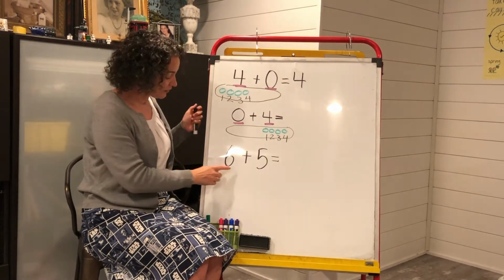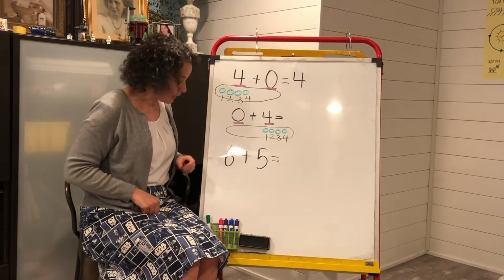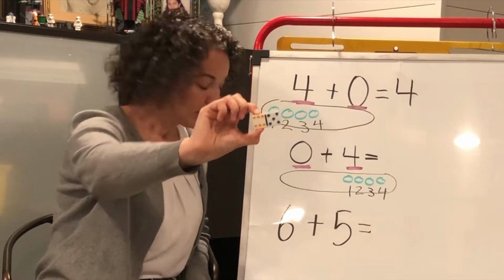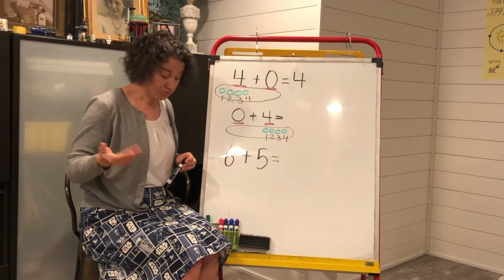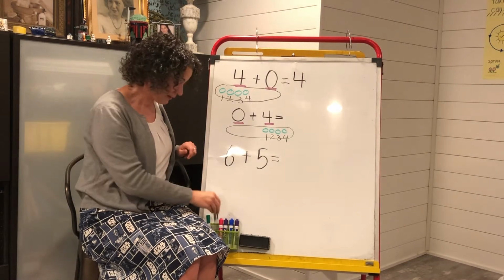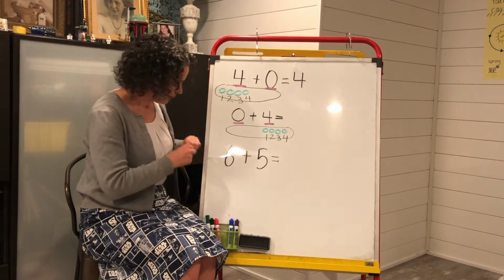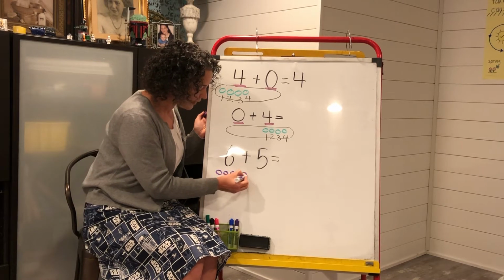Next number sentence. 6 plus 5. Now, if you've got it, my friends, you can use your domino for 6 plus 5 to help you solve. You can count up the dots. Or, if you don't have dominoes, you can draw a quick pick. Let's do it. So, 6. I need 6 counters. 1, 2, 3, 4, 5, 6.